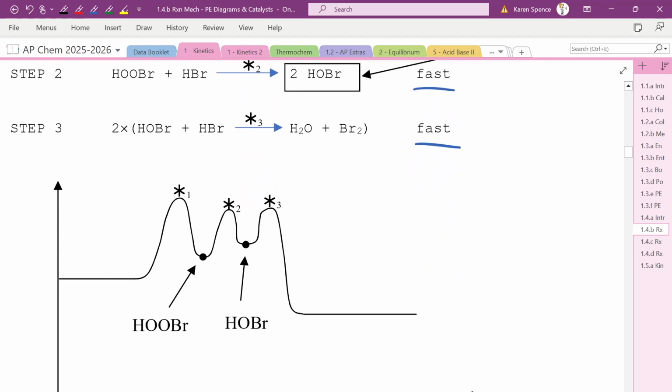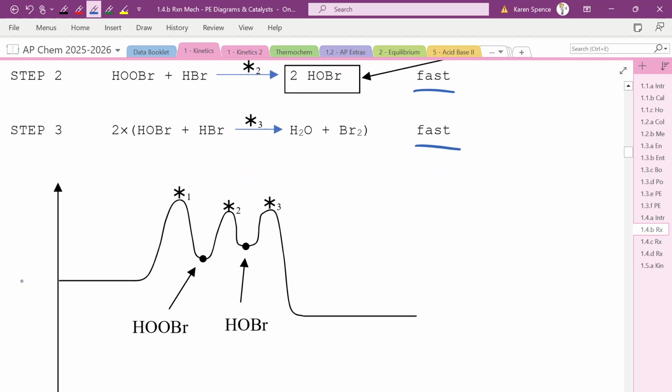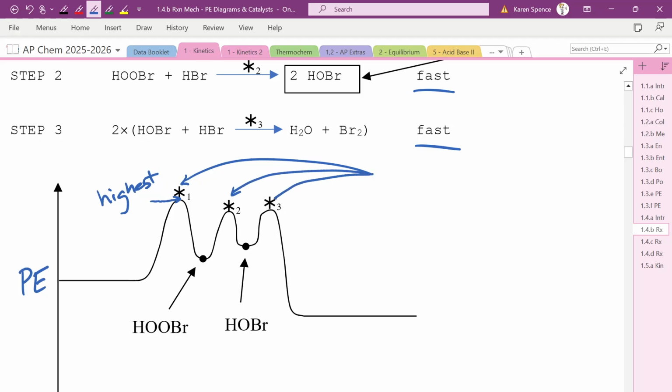And as you can see in our diagram, this is our potential energy here. Our first step is the highest peak because it is the slow step. And what is happening at the top of those peaks? You have your activated complexes. Three steps, 3 peaks.